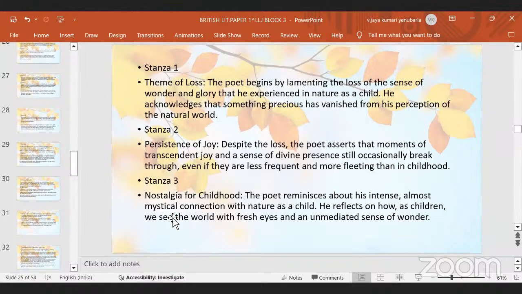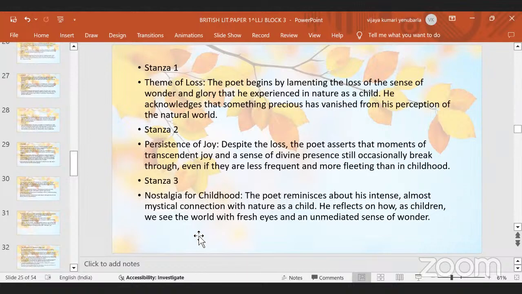And in the third stanza, he shows nostalgia for childhood. The poet reminisces about his intense, almost mystical connection with nature as a child. So he is remembering the past. That is called reminiscence. He describes how he enjoyed it in this stanza. He reflects on how, as children, we see the world with fresh eyes and an unmediated sense of wonder. So there is no disturbance. Everything is fresh, everything is beautiful, everything is to our astonishment.